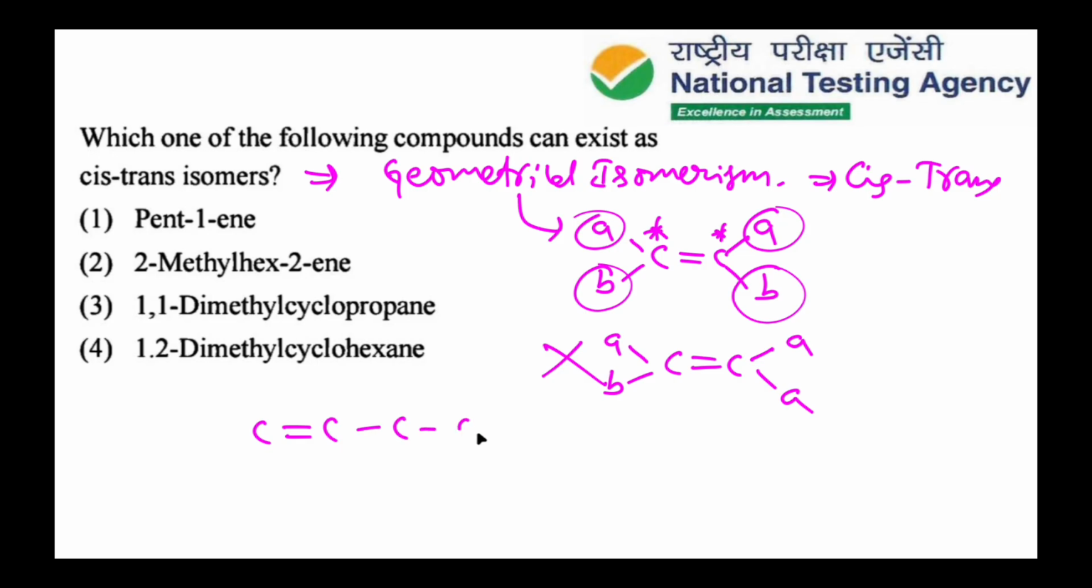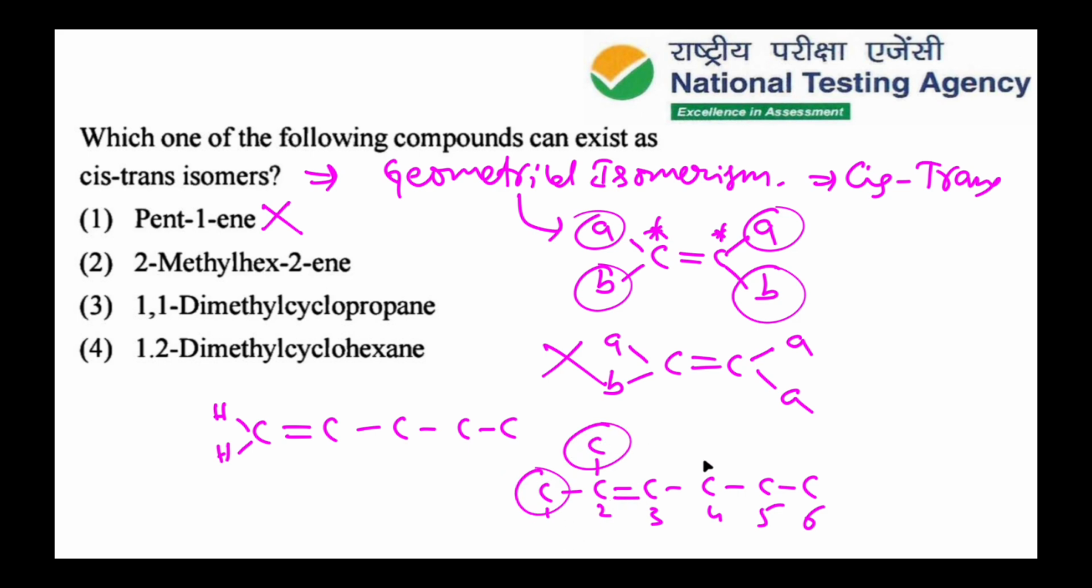In this 1-pentene, the first carbon has both hydrogens the same, so this does not exhibit geometrical isomerism. Then 2-methylhexene. So here 1, 2, 3, 4, 5, 6. Here also this carbon has both groups the same. That's why this also does not exhibit geometrical isomerism. So the next one is 1,1-dimethylcyclopropane. In that, one carbon holds two methyl groups, so it is the same. So this also cannot exhibit geometrical isomerism.